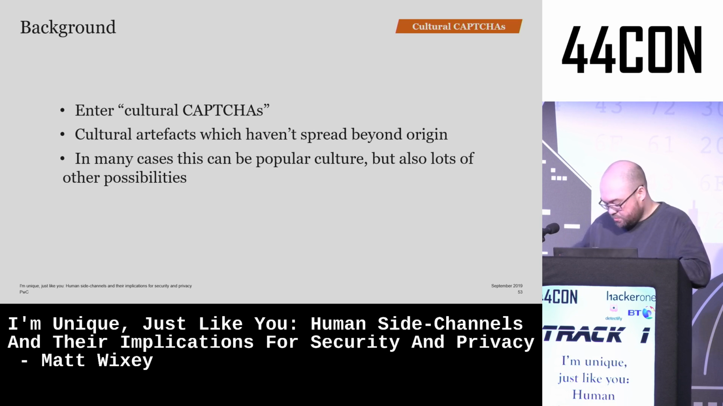So this is where cultural captures could potentially come in. I do want to stress that whereas forensic linguistics and case linkage analysis are empirically verified to some extent, this is much more a wacky idea that hasn't really been tested in practice. Perhaps that's something that someone will go away and do after this talk. That'd be really cool. Essentially, cultural captures are cultural artifacts which, for whatever reason, haven't spread beyond their country of origin. In many cases, that's popular culture, but there are lots of other possibilities.